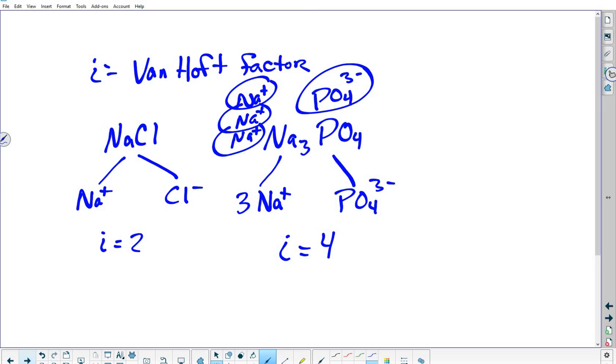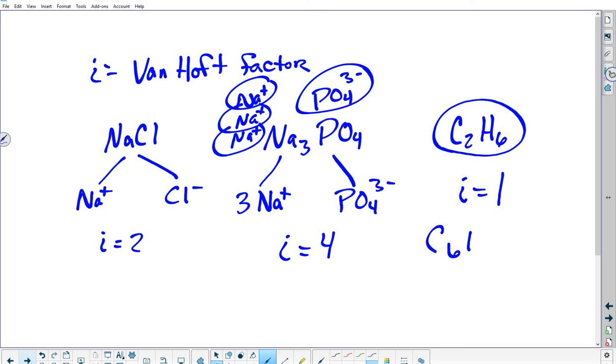If I have something like C2H6, this is a nonpolar molecule. It does not break down into ions. So the I here, 1. So if I had C6H12O6, what would be the I? 1, because that's an organic molecule, and it's nonpolar. It'll be 1.